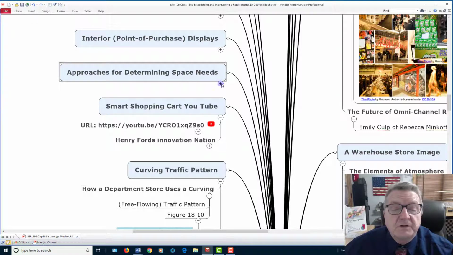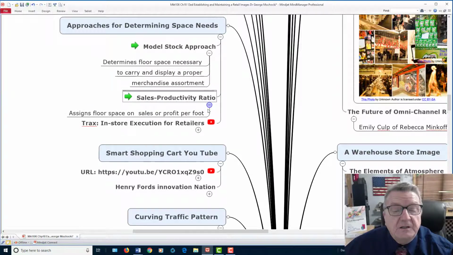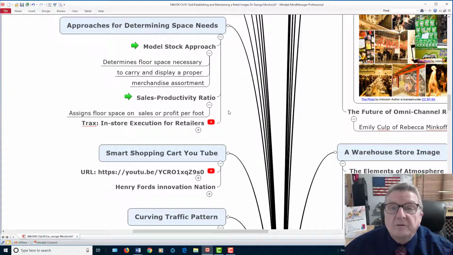Okay, approaches for determining space. Again, model stock approach. Talk about that. Sales productivity, your space where you're at. And this one in here, Terex, is a good video. I got the link. Click on there. If it doesn't work, copy it, and you'll learn. And or look into the book. The book has the videos on there.